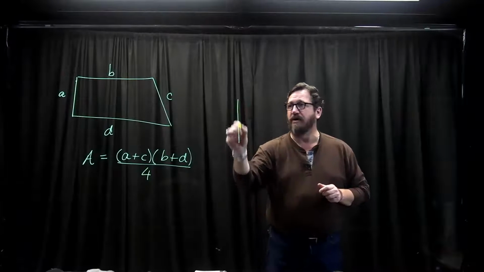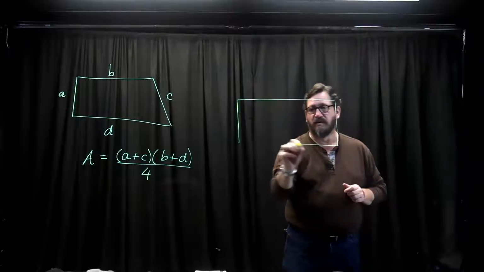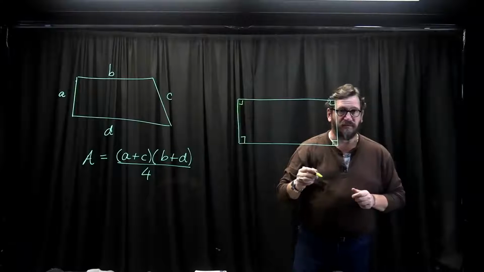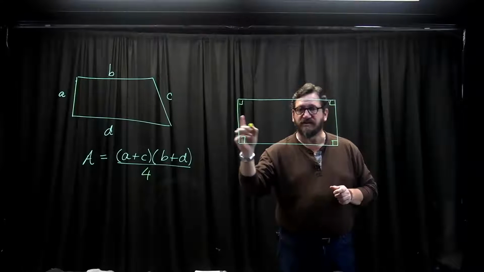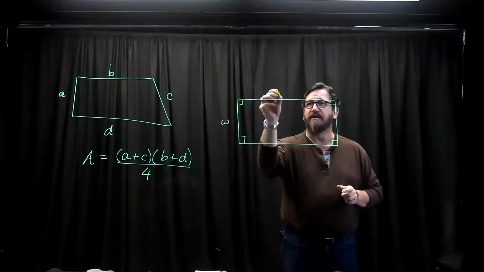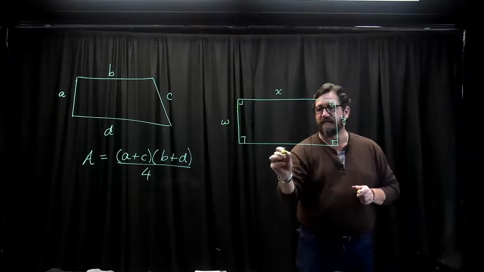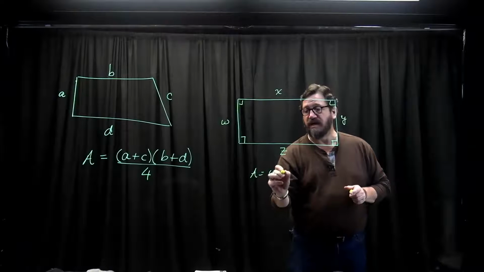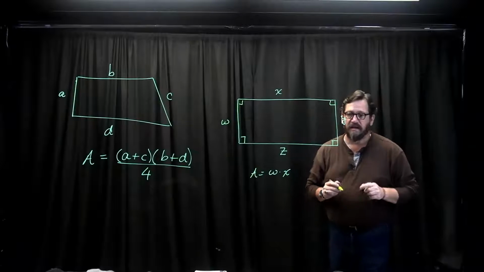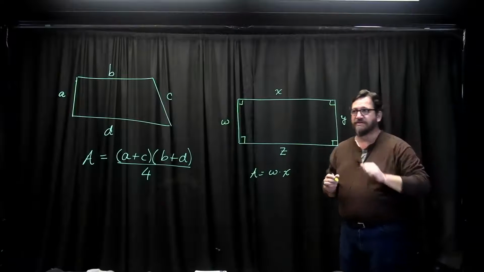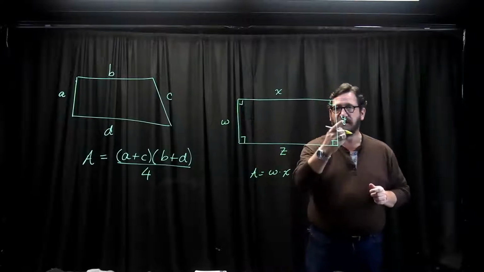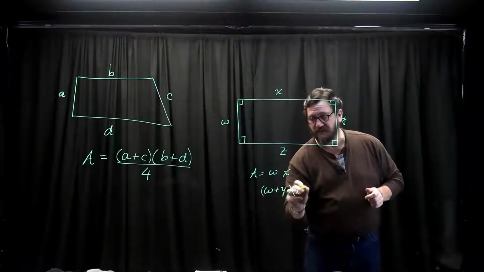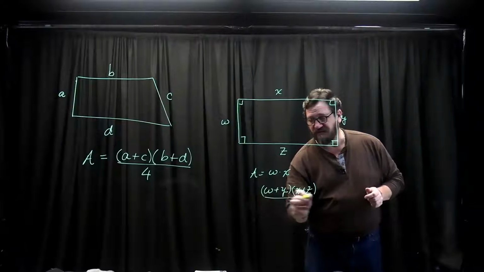If I have a perfect rectangle, we know that the area of a rectangle is length times width. Let's put some new letters up here: W, X, Y, Z. So we know the area here will be equal to W times X. Now let's apply what the Egyptians thought they should do. They would take W plus Y, and they would take X plus Z, and they would divide by 4.